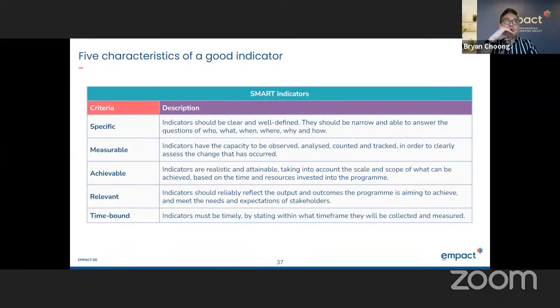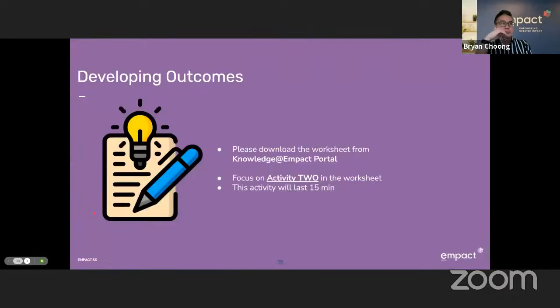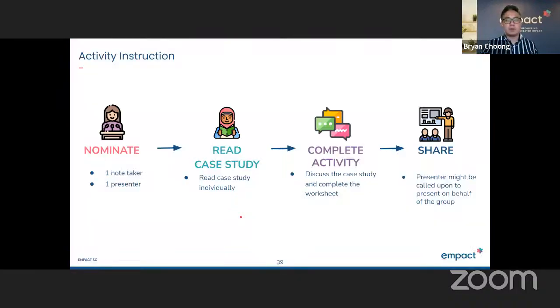So again, the five characteristics of a good indicator: it should be specific, measurable, achievable, relevant, and time bound, right? So I'm going to get you all to think further using the same Sunny Mind example. This time I'll give you slightly more time. I'll give you 15 minutes to go back into your respective groups to develop the outcome column itself. Okay. I'm not going to go through this again, you're familiar with this.